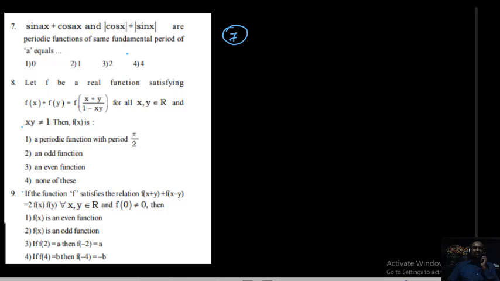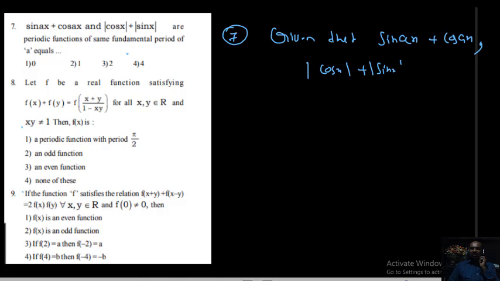Okay. Given, I will write first of all. Given that sin ax plus cos ax, comma, mod cos x plus mod sin x are periodic functions with equal fundamental periods, with equal periods.